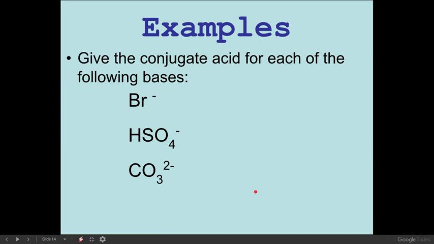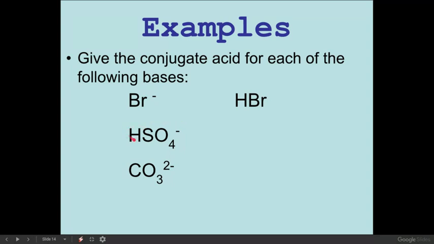Give the conjugate acid for each of the following bases. So here we have bromine, and in order for this to become a conjugate acid, we would have to add an H. So Br, we add the H. This is now going to be the conjugate acid of this base here.